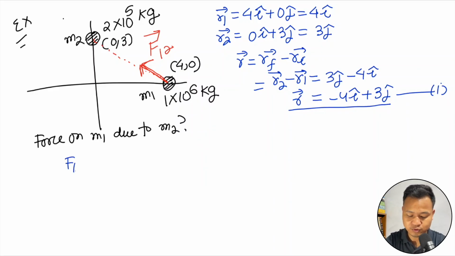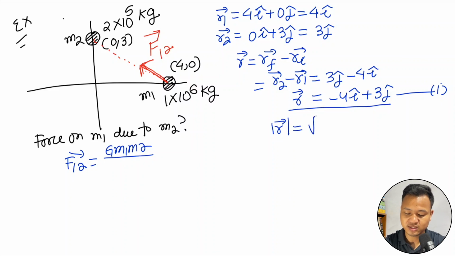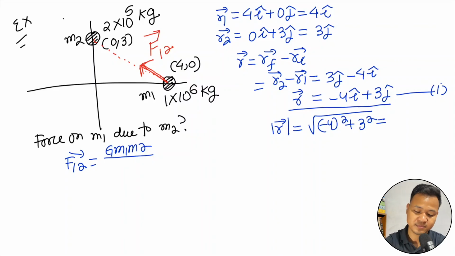So the force on 1 due to 2 is equal to G into m1 into m2 divided by mod r cubed, into r bar. Mod r is root over minus 4 square plus 3 square. It's a coefficient, so the square of the negative sign goes away. So how much will you have? Here I will have 5. 4 square is 16, 3 square is 9, 9 plus 16 is 25, root 25 is 5.